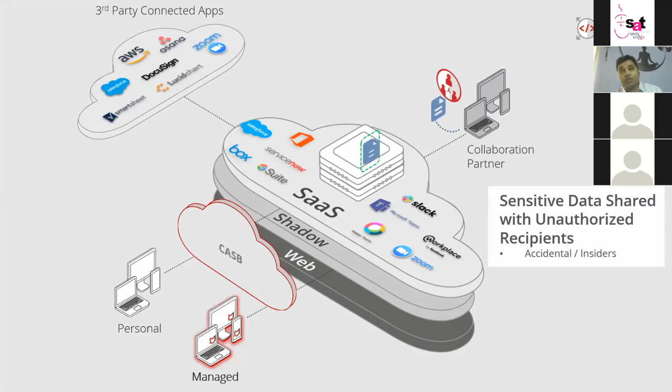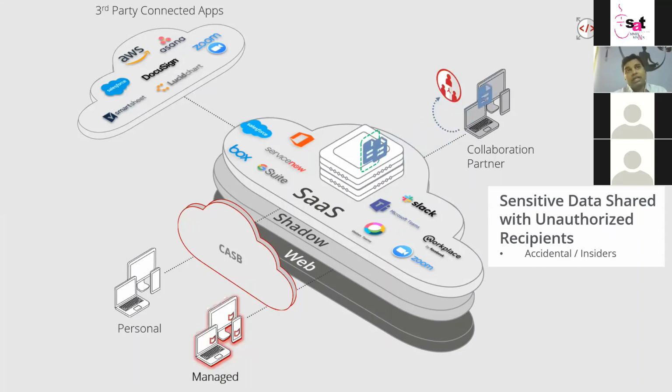So McAfee MVISION Cloud can integrate with the email security solution, which is Office 365 or Gmail, and prevent those kinds of data exfiltration going via the email channel. It addresses that. And again, that is agentless. There's no agent required. It's cloud to cloud integration. We call it SMTP proxy, basically.